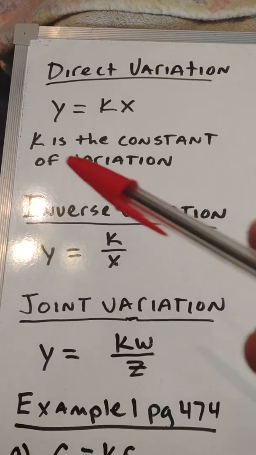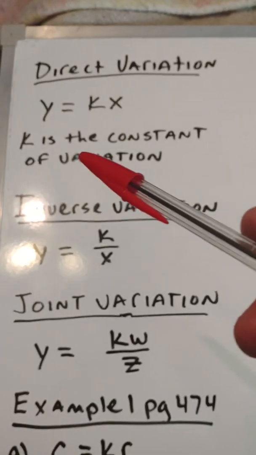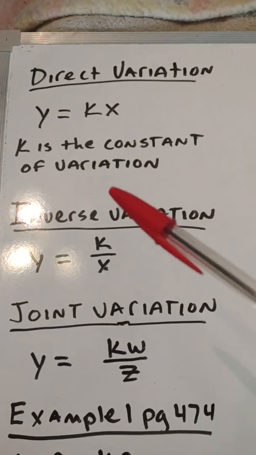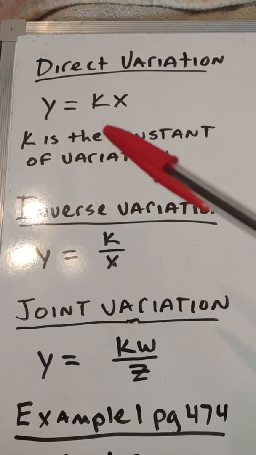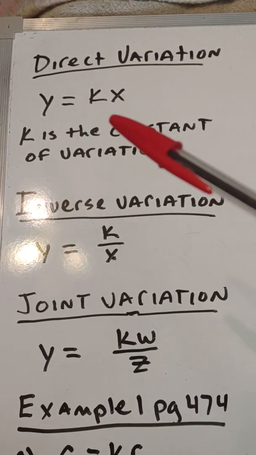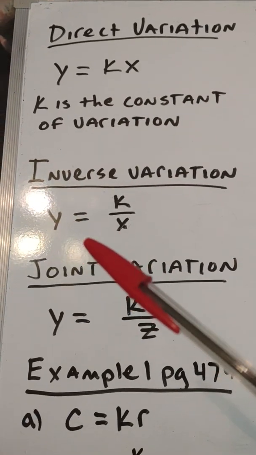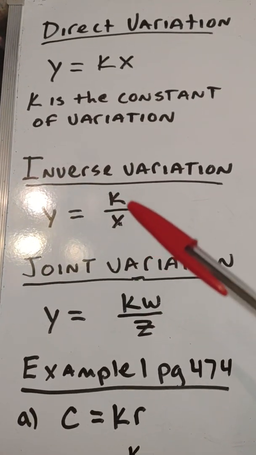You have direct variation, which is y equals kx. K is always the constant of variation. Basically what we have to do is find k first, and then they'll give us one of y or x to find the other. The inverse variation is y equals k over x.